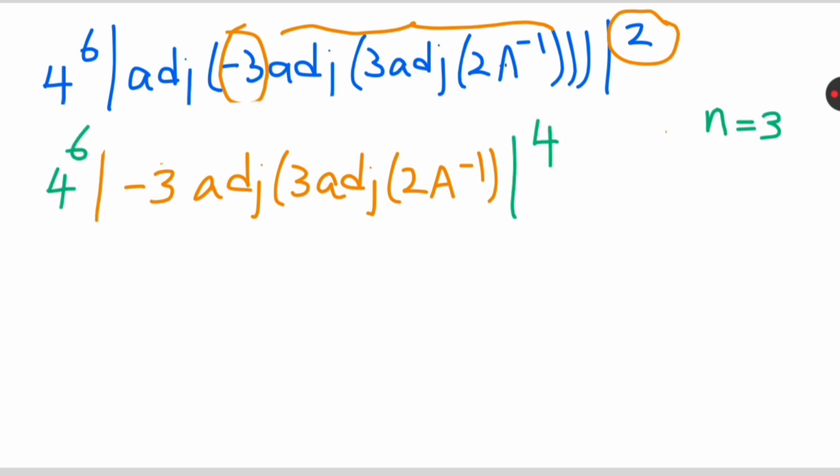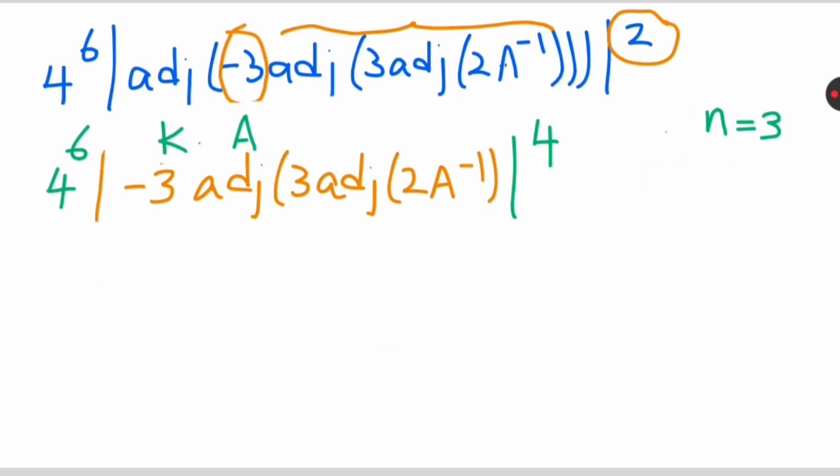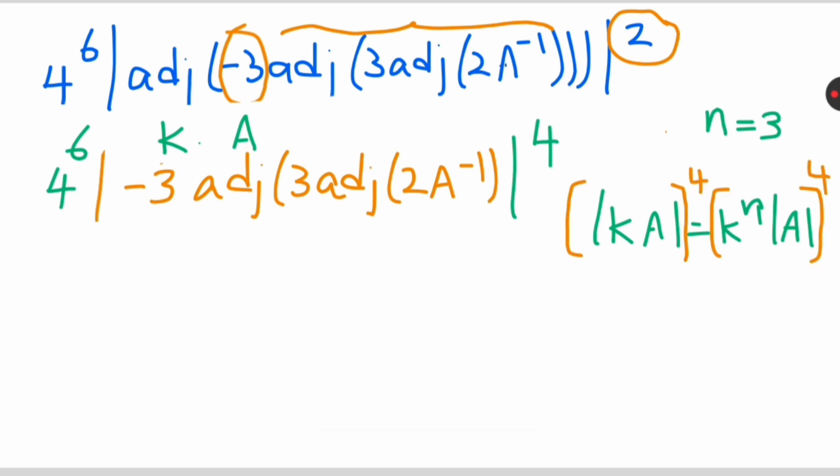Now observe here, it is in the form of determinant of K times A. Isn't it? So that is our second formula. See here, determinant of KA. So the formula is K raised to the power of n times determinant of A. Here we have a power 4. So you have to take that power 4 on both sides. So this right hand side turns into K raised to the power of 4n, then determinant of A whole raised to the power of 4.